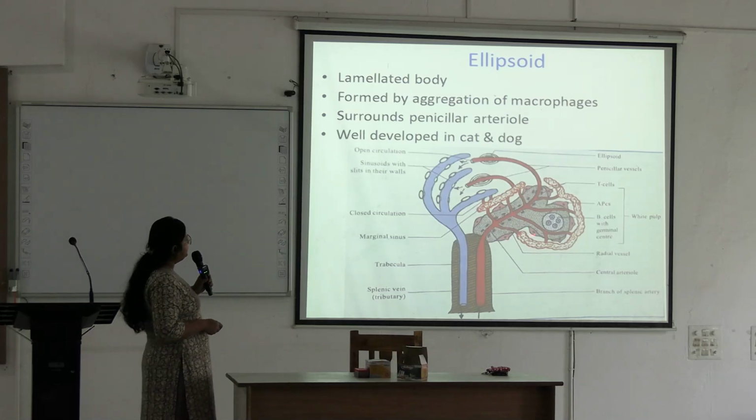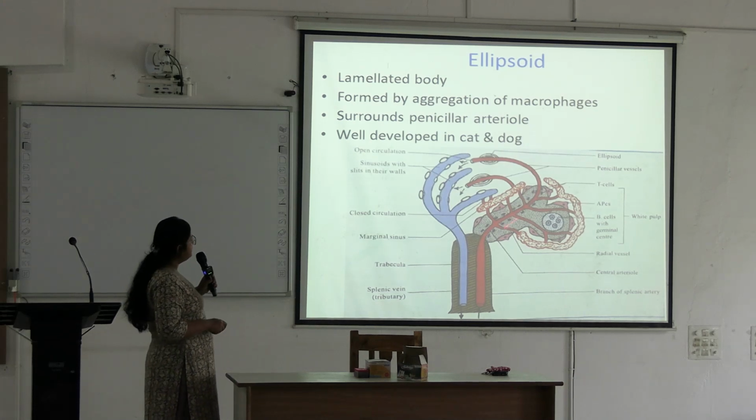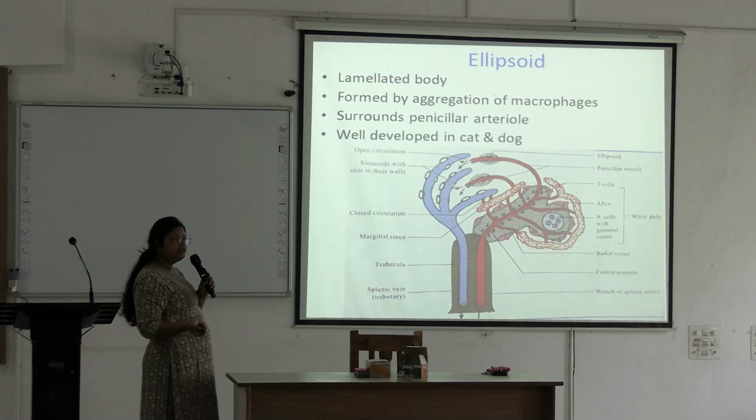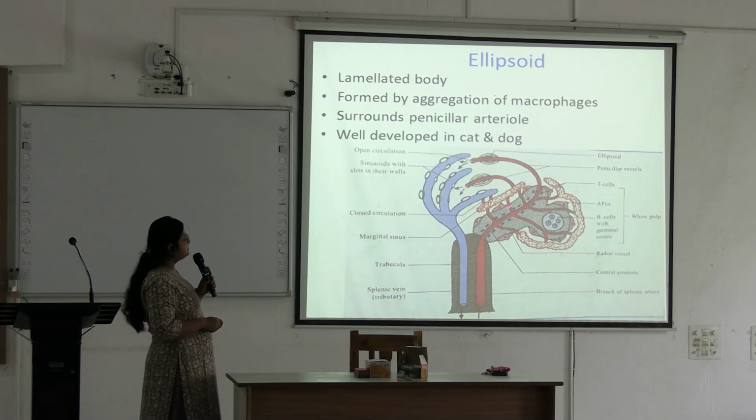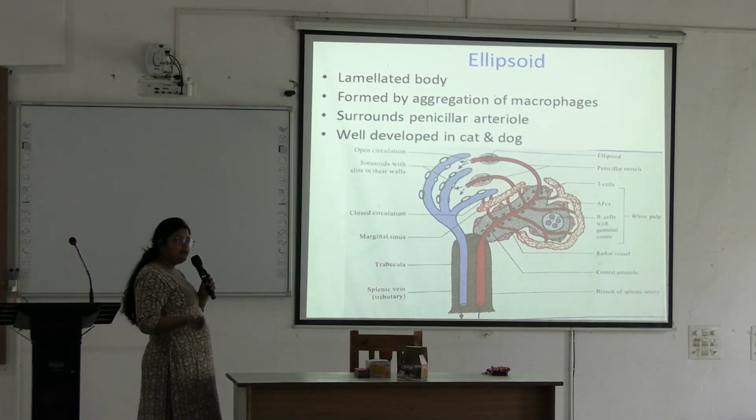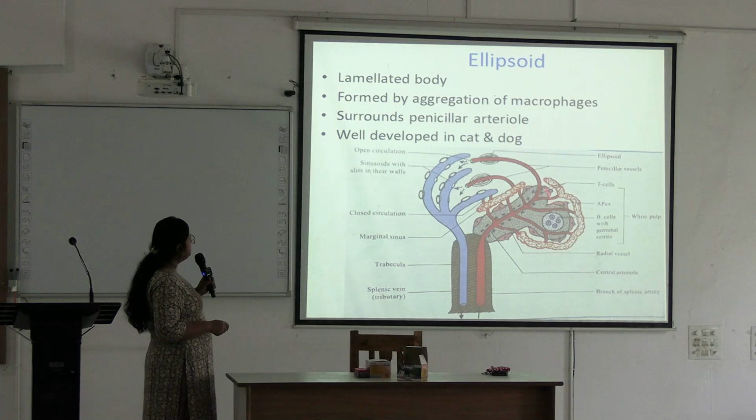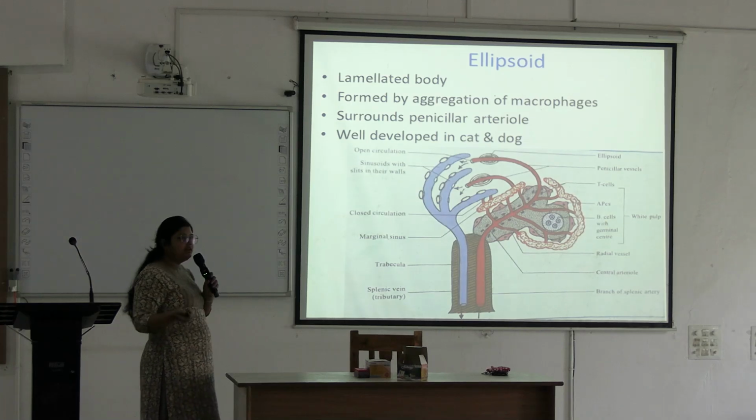Okay, and here you can see this part is forming the periarteriolar lymphatic sheath containing the penicillar artery as the central arteriole, and in the center there will be T cells. Here the B cells form the germinal center, and outermost, peripheral most, are the antigen presenting cells. All these structures together form the white pulp, okay, and the rest of the portion forms the red pulp.